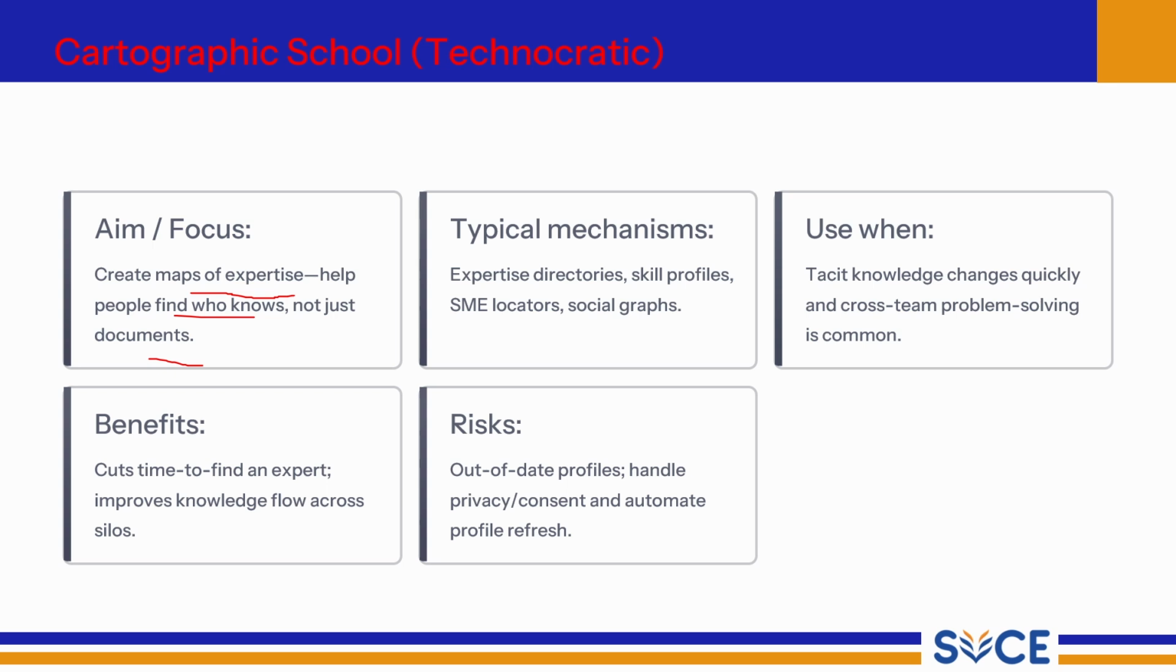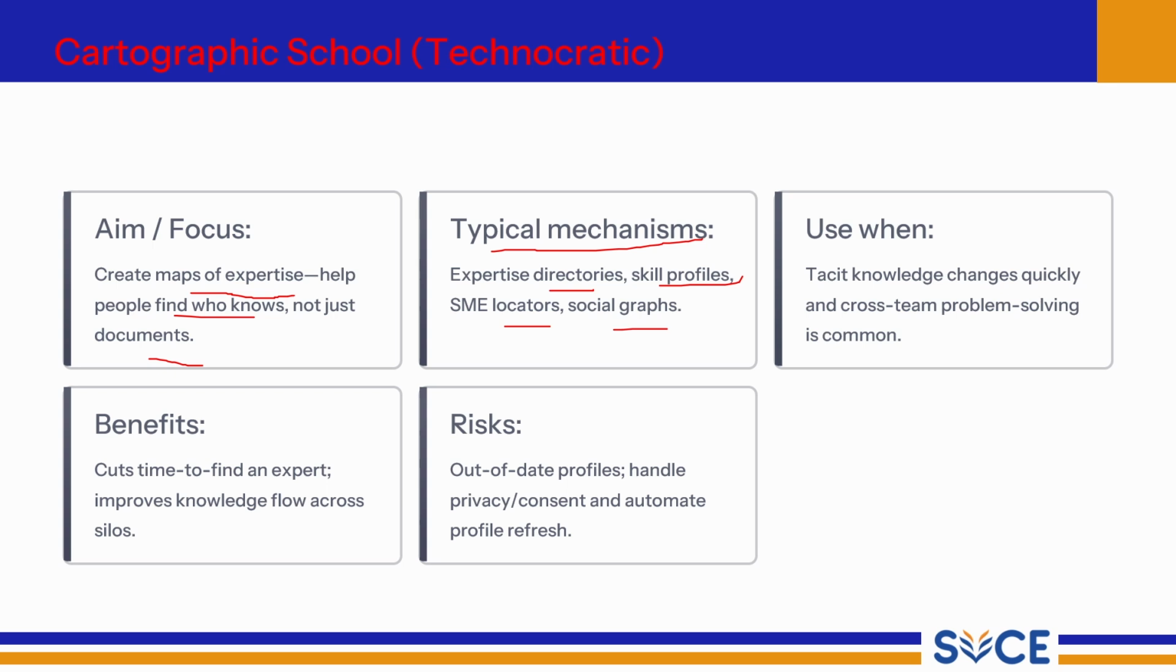The cartography school is about mapping people, not just documents. It helps identify who has expertise, so you know exactly where to go for answers. So find the expert, not just the file. Here, the typical mechanisms are expertise directories, skill profiles, SME locators and social graphs.